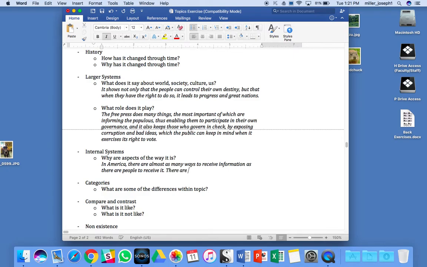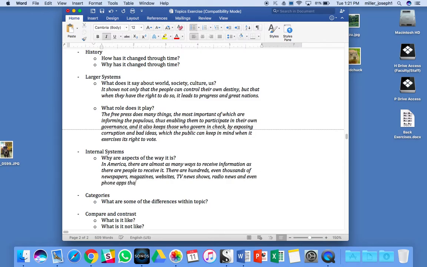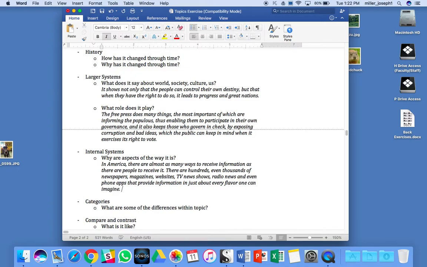There are hundreds, even thousands of newspapers, magazines, websites, TV news shows, radio news, and even phone apps that provide information in just about every flavor one can imagine. It's not a perfect system.